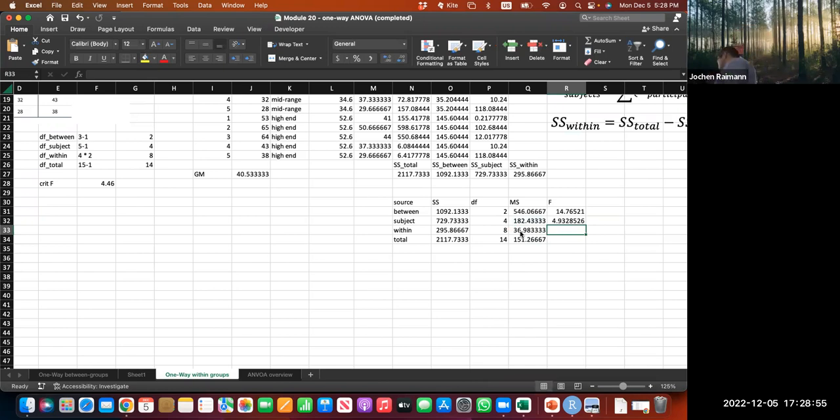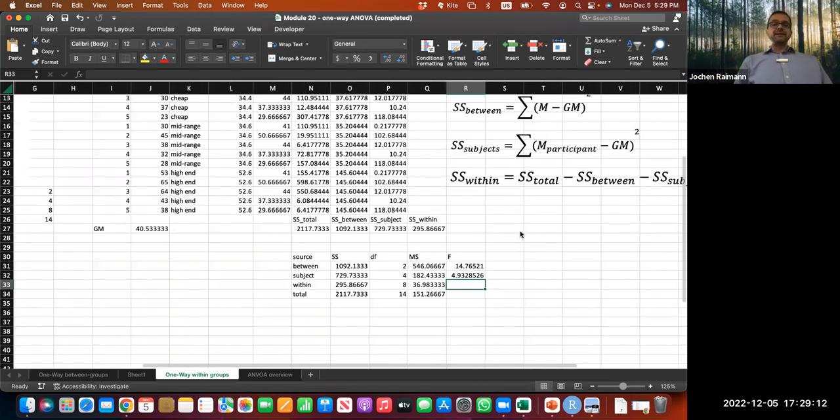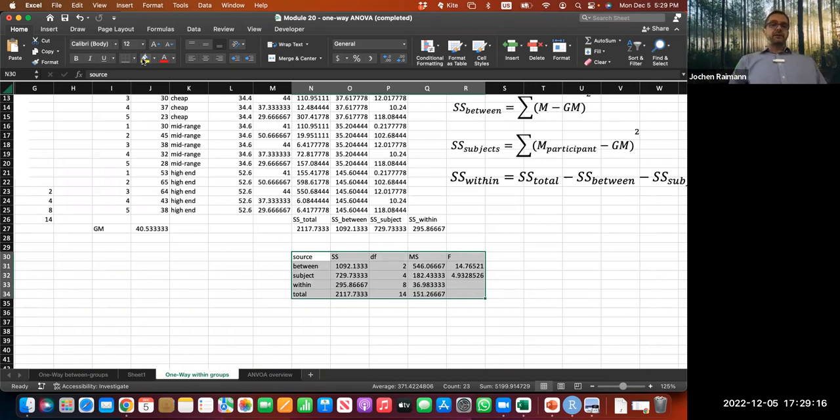The only thing we're interested in is the F score from the between groups. That's 14.8. And that is significant. This is larger than our critical F of 4.46. Thereby, we're rejecting the null hypothesis of all the groups being identical. And this is the source table that I'm essentially interested in. And so this will be part of the homework.